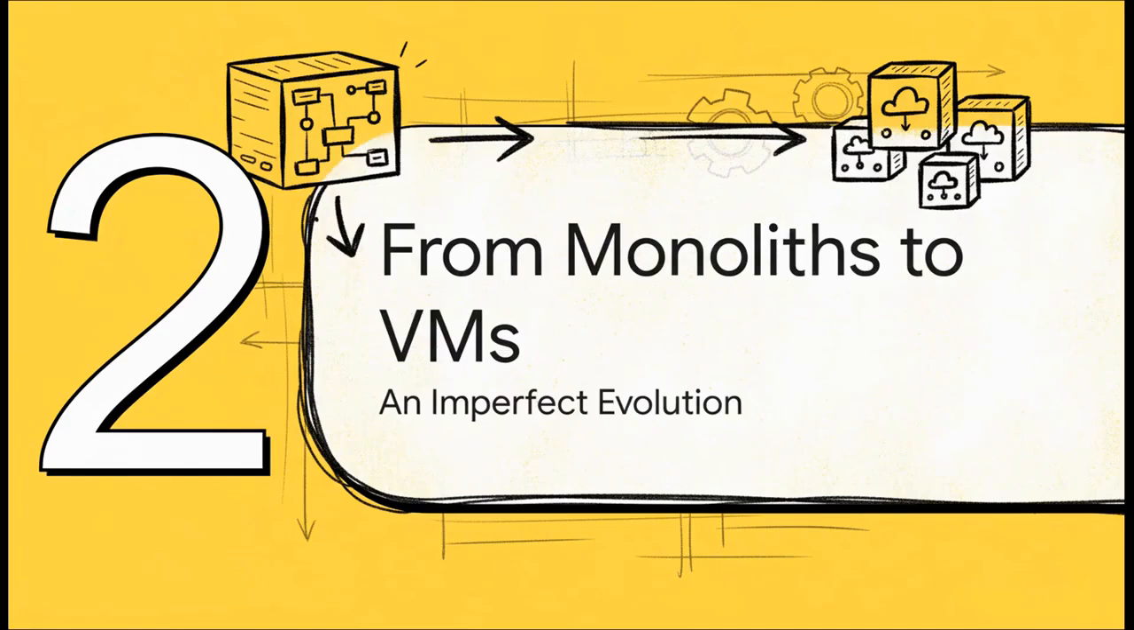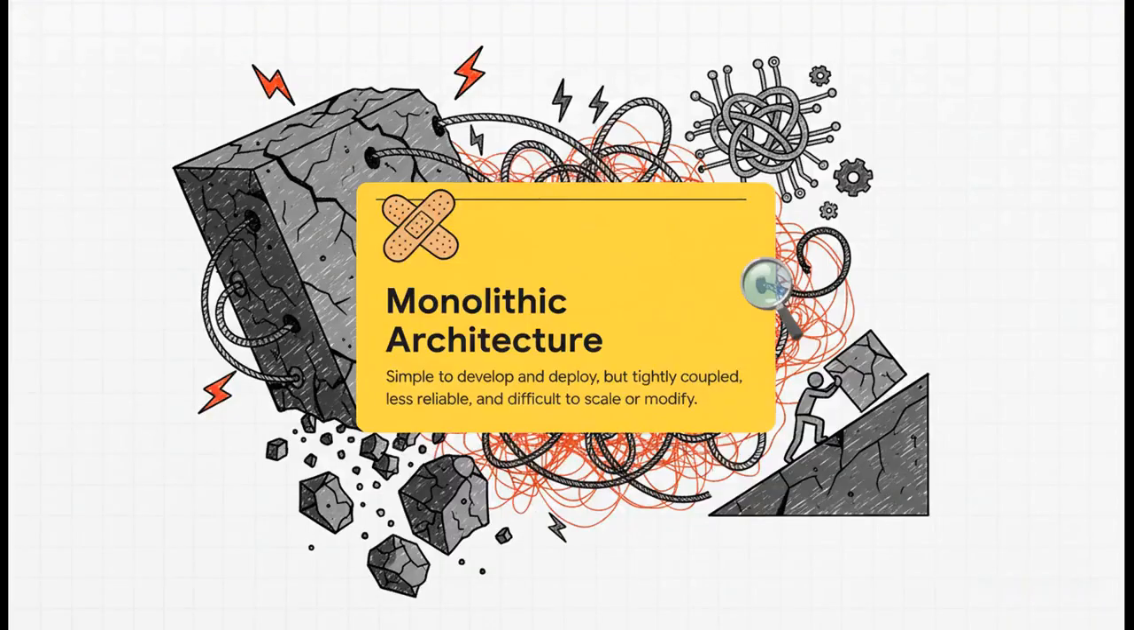So obviously, people tried to fix this. Let's take a quick look at how we got from that mess to where we are today. A little journey from monoliths to VMs. All right, so first up, we had what's called a monolithic architecture. And you can think of it just like the name sounds, a giant single block of code. Everything, the user login, the payment system, the comments section, it was all tangled up together in one massive application.